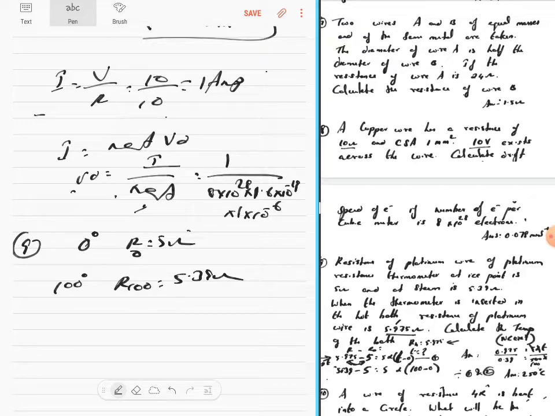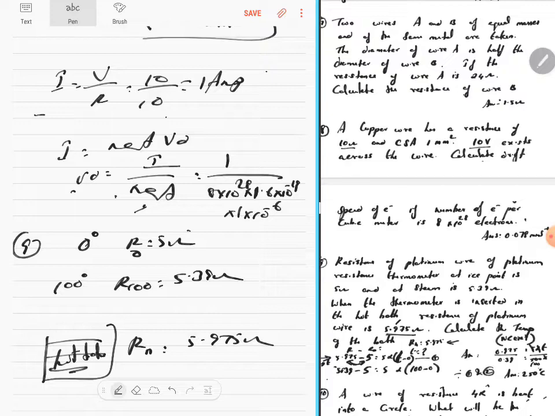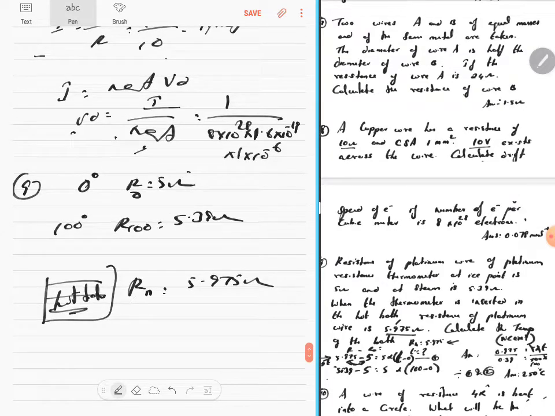Now you are keeping it in some hot bath, some water. I don't know what is the temperature of that water. Some hot bath I am keeping. The resistance of the platinum, in this case the new resistance, is 5.975 ohms. Some hot bath, which is at some particular temperature, T degrees Celsius, I don't know. So then calculate the temperature of the bath. This T is what I have to find.